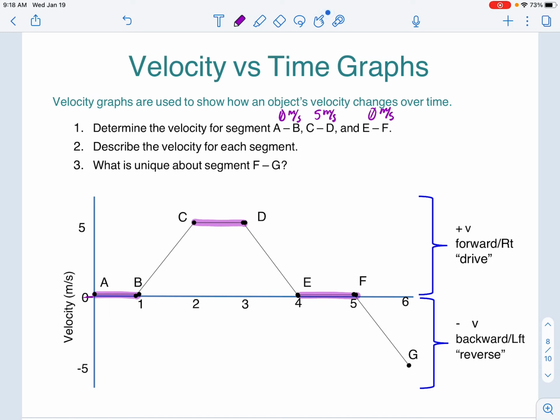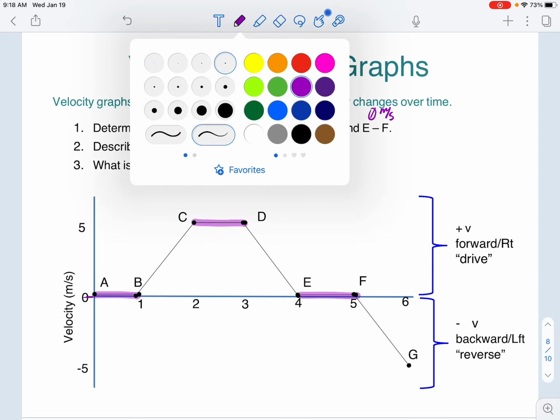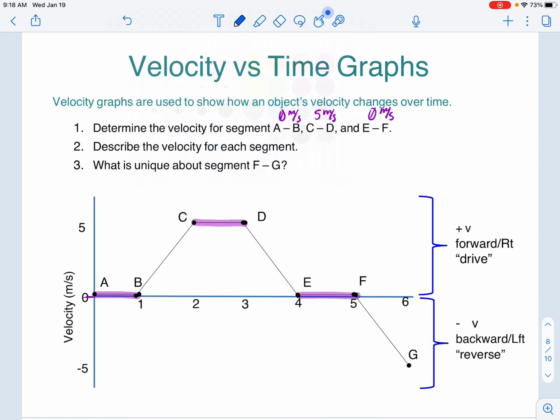Then it's asking us to describe the velocity for each segment. So now I'm going to be using words here in order to describe the velocity. I'm not going to give you a specific value because if you notice, some of these segments, the velocity changes. So I only asked you to tell me the velocity for the segments that had a steady velocity just to make it easier. So now we are going to use words to describe the velocity.